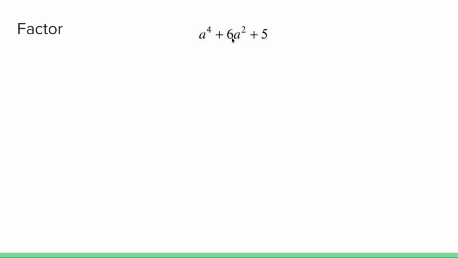Factor a to the fourth plus 6a squared plus 5. Well, I don't like a to the fourths. I don't like a squareds. But you know what this kind of looks like? This looks like it could be quadratic. So this is what I'm going to do.